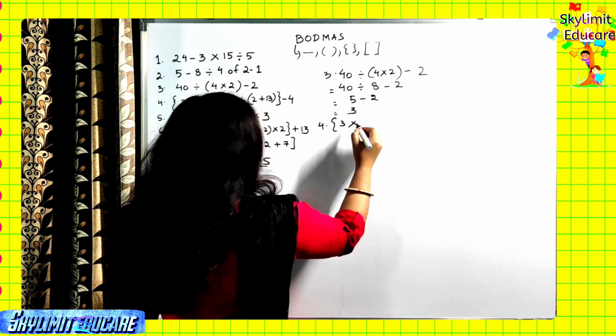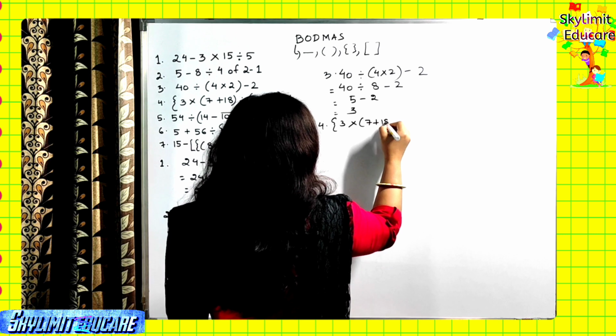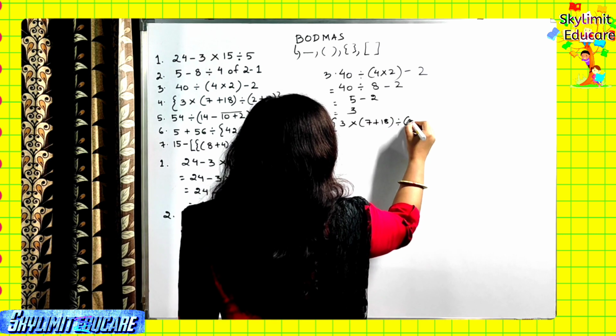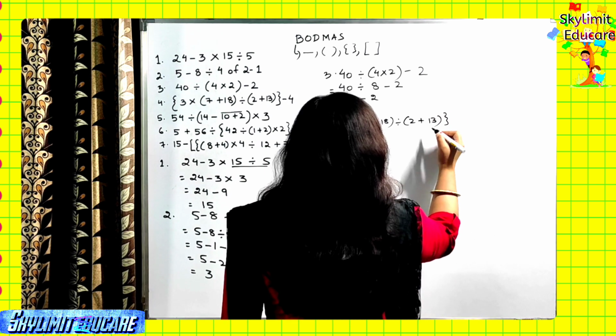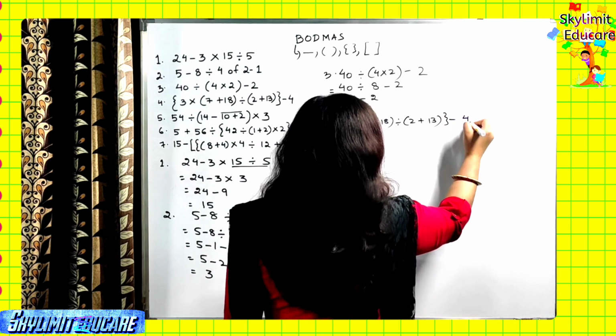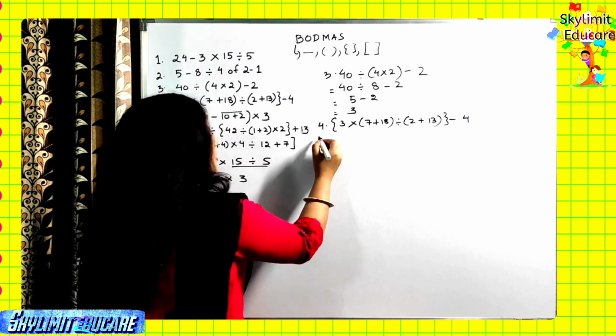3 multiplied to 7 plus 18 divided by 2 plus 13, curly bracket closed, minus 4. Okay, so this is the question. So now let's solve it.